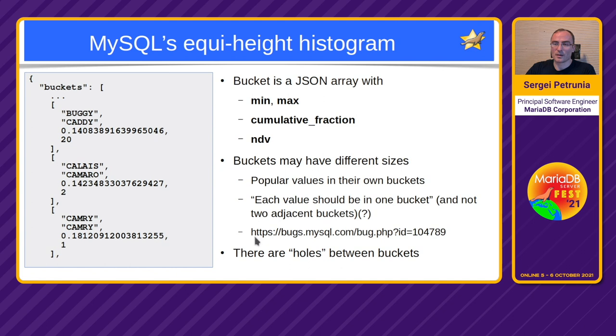There seems to be a bug in this logic, because I have encountered cases where the histogram was very non-equihight, with apparently suffering performance. I have filed it here, you can check out the details. One other interesting thing is that there are holes between buckets, because here we see that this bucket begins with Caddy, and this one starts with Calais. So there is a hole between values. I'm not exactly sure what their motivation for this was.